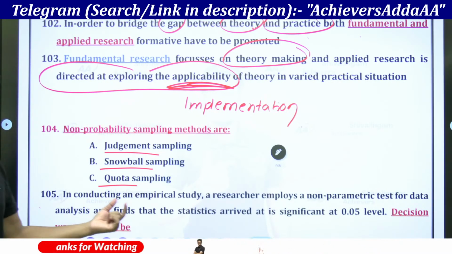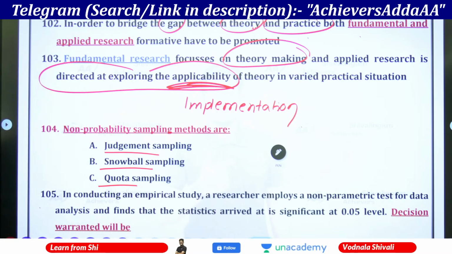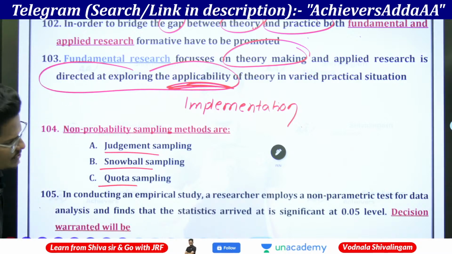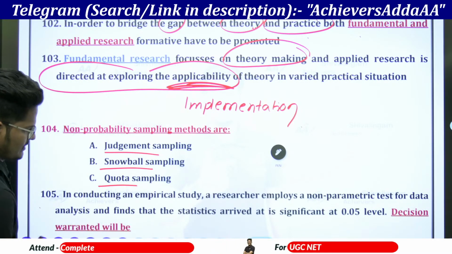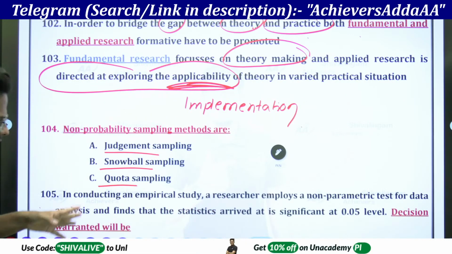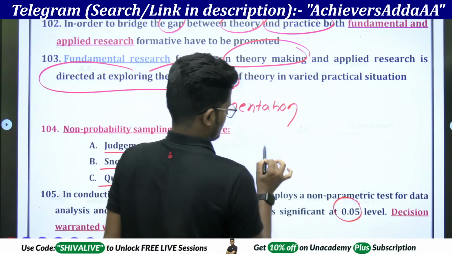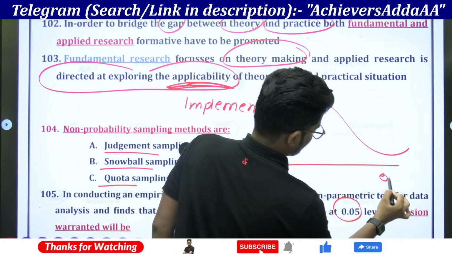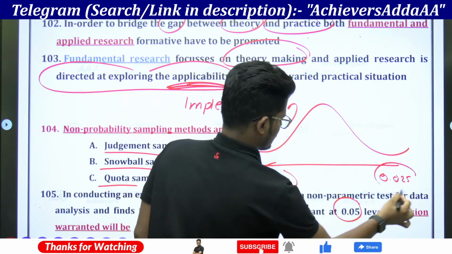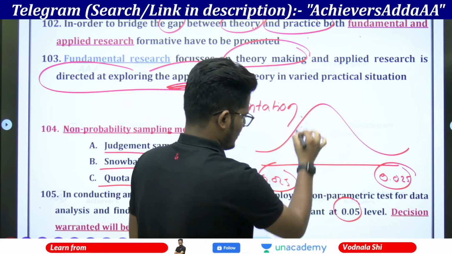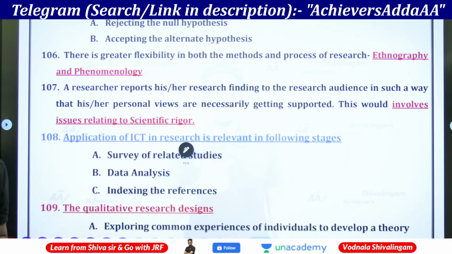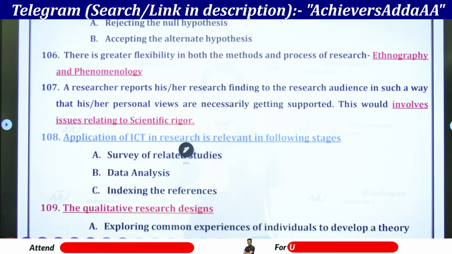Next, in conducting an empirical study, a researcher employs a non-parametric test for data analysis and finds that the statistic arrived at is significant at the 0.05 level. The decision warranted will be rejecting the null or accepting the alternative. Look at this 0.05 level: here 0.025 and here 0.025. Total 0.05 is the significance, that is, the error is there. The remainder is the acceptance region. In this, two things will happen, rejection of the null and acceptance of the alternative. These are the only two which can happen over here, right?